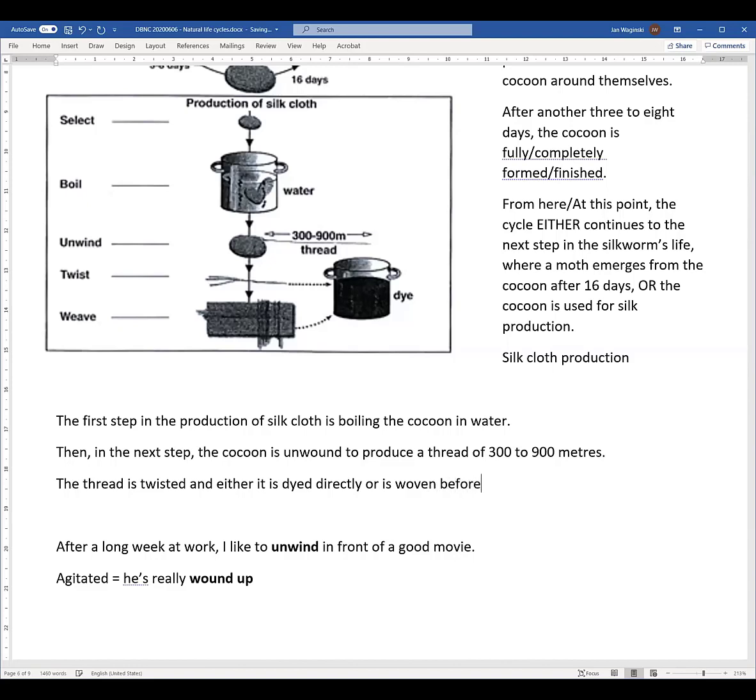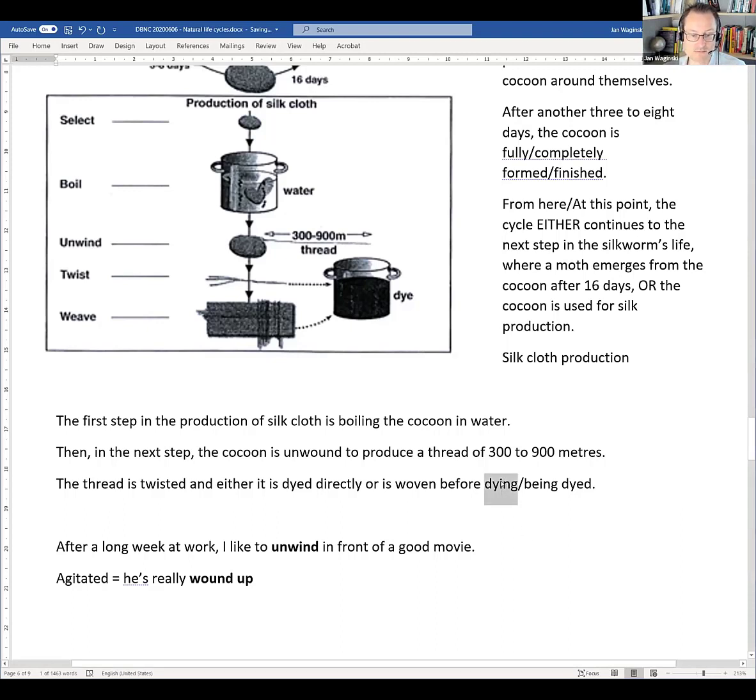Woven before dyeing. Before dyeing or being dyed. Right, and it's D-Y-E-D if you're talking about applying color. Either it is dyed directly or is woven before being, this is better, before being dyed. Because it's not dyeing, it's being dyed, right? It can't dye itself.